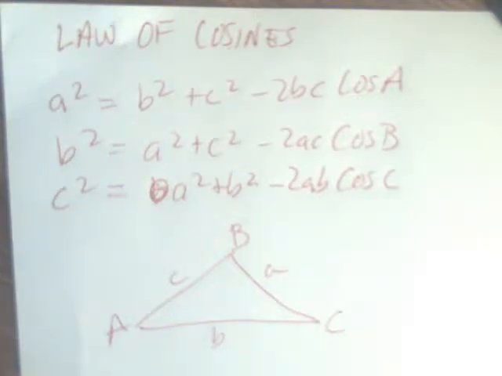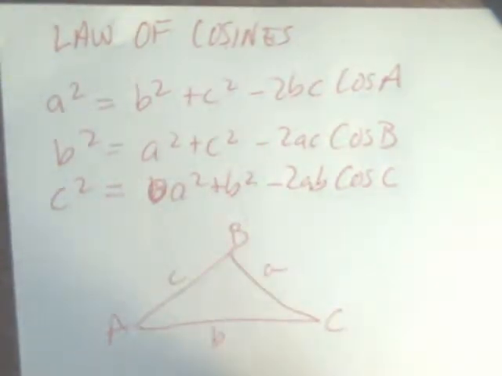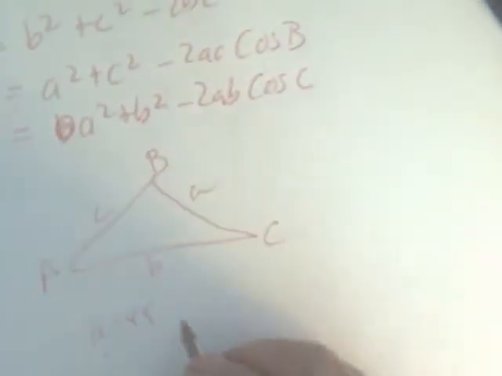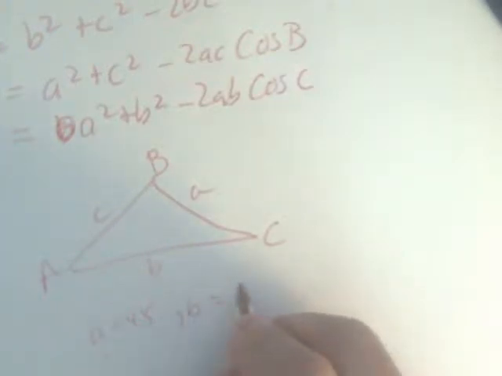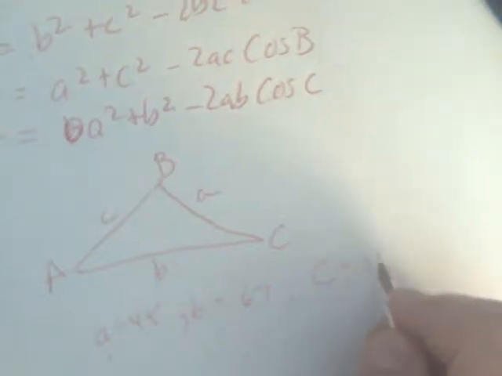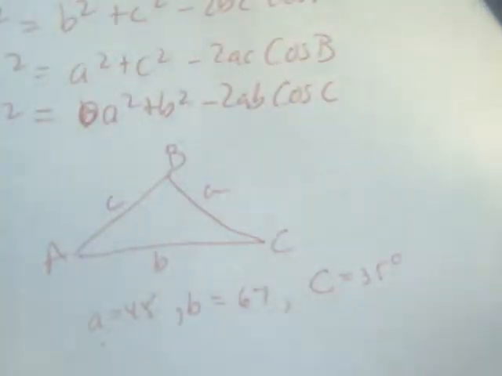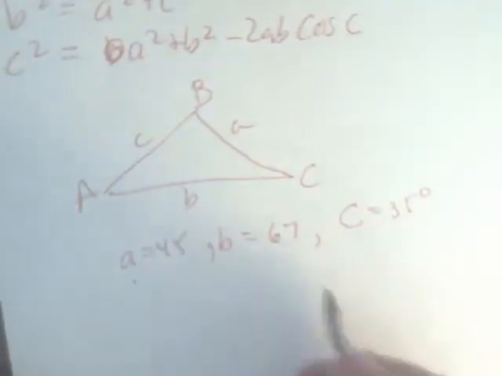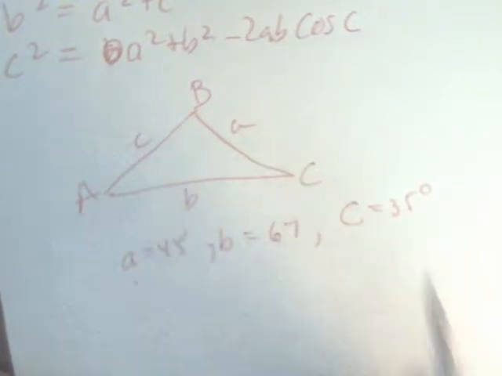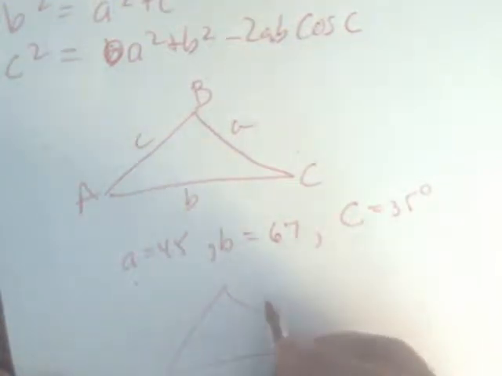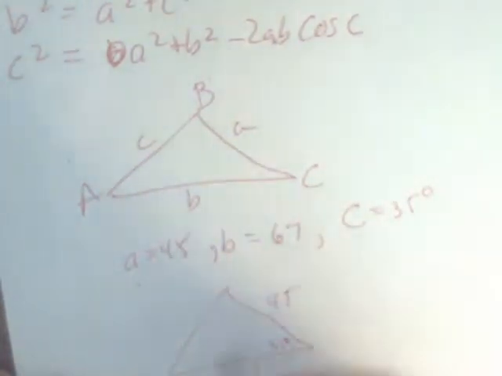So let's say, for example, that a is 45, b is 67, and then C is 35 degrees. Now you have to make sure you're not getting sides and angles mixed up. It happens all the time, so just be very, very careful. If I fill in the information based on this triangle I'm starting with, I know this is 35, this is 45, this is 67.